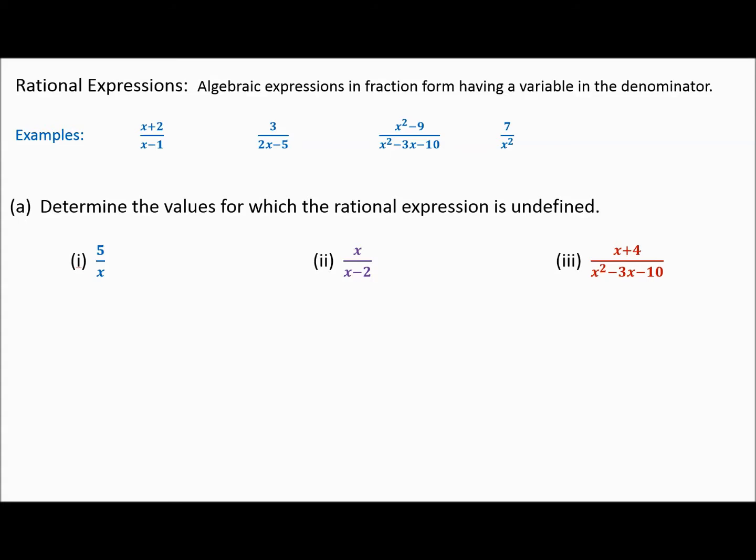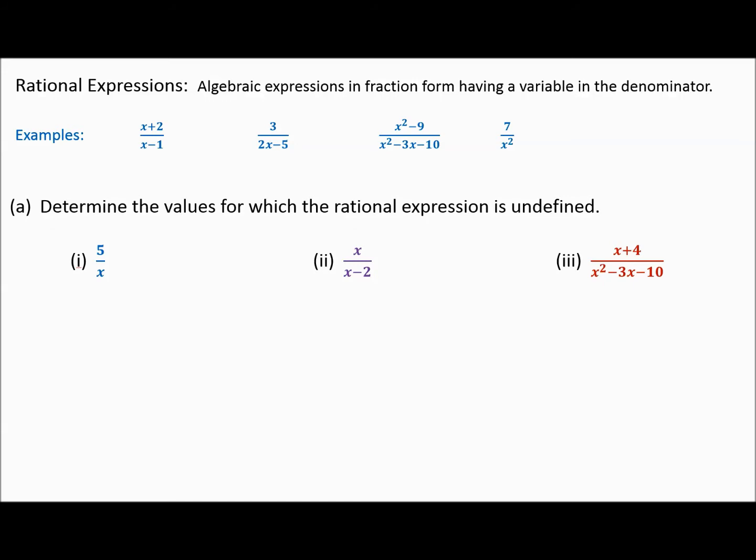In this lecture, we would like to talk about rational expressions. I want to define what a rational expression is and how you simplify rational expressions. So you'll see here, a rational expression is an algebraic expression in fraction form having a variable in the denominator.